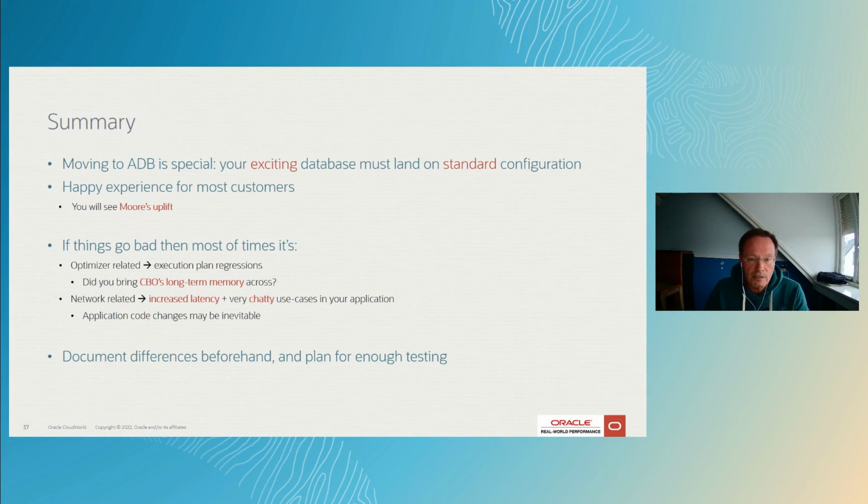And if it's network related, you may run into an issue where you have a use case which is very chatty and application code changes may be inevitable. Document the differences beforehand. It's just a precaution for you to be able to deal with issues much more efficiently once you have moved and do run into regressions. And of course, plan for enough testing before you actually move your production load over into the autonomous database.